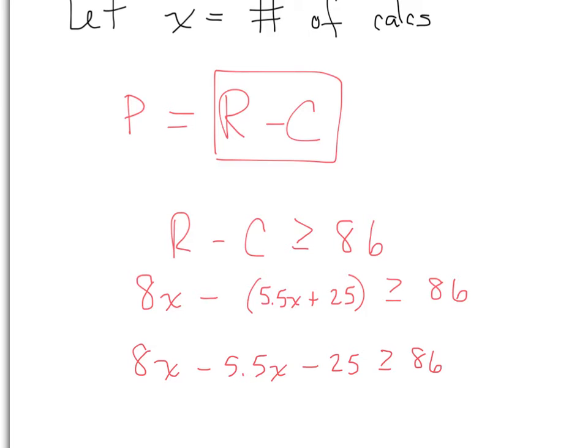Okay? So we need to distribute that negative to both terms in the parentheses. And it makes sense. Cost is negative. And both of these terms, this 5.5x and this 25, are both negative because they're both part of the cost. This is the revenue, so it's positive. This is the profit in the end. What do I do at this point? Solve, right? Combine like terms and solve.